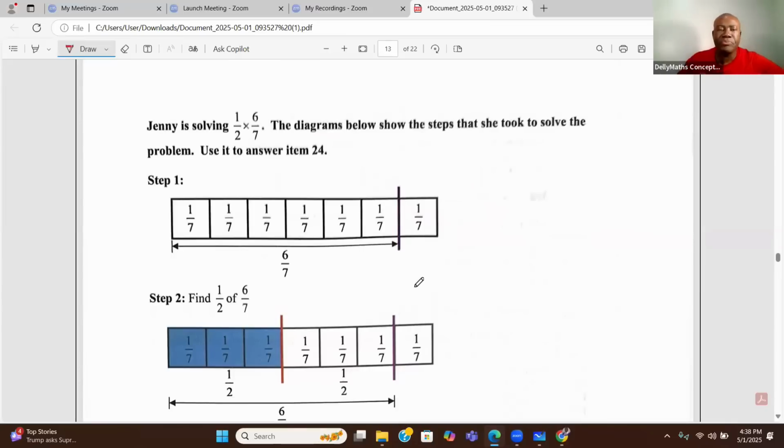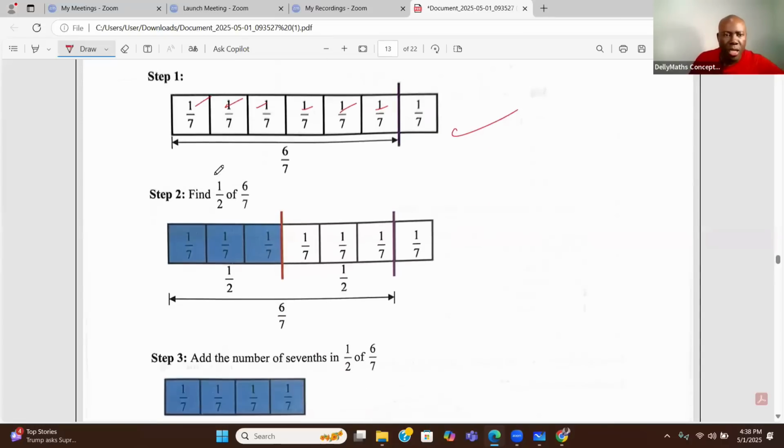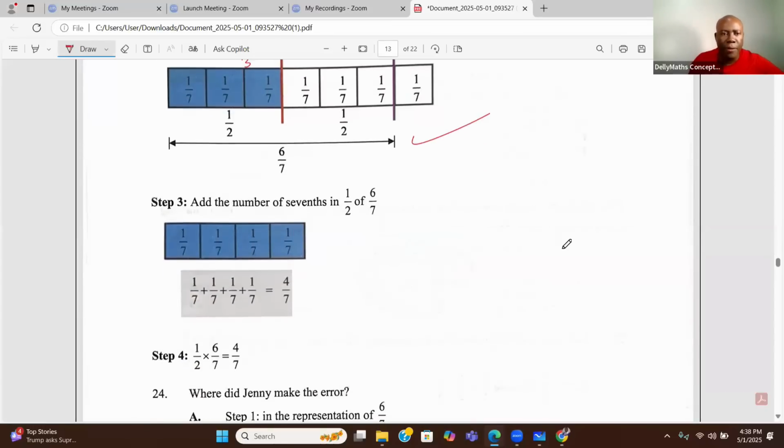It says Jenny is solving, and Jenny has 1/2 times 6/7, and the diagram shows the steps below. So you're seeing 1, 2, 3, 4, 5, 6. This is a good representation in step one. Find a half. This is good because half would be 3 out of it. That's good here. All right, we're good.